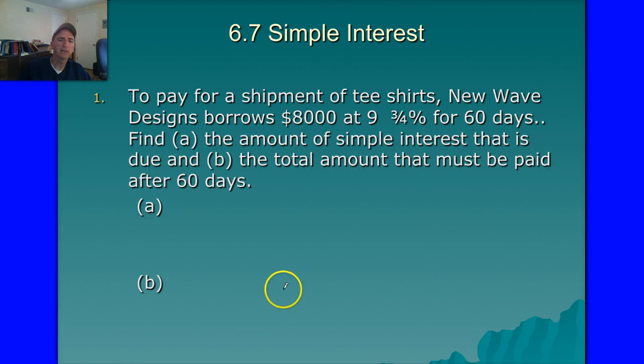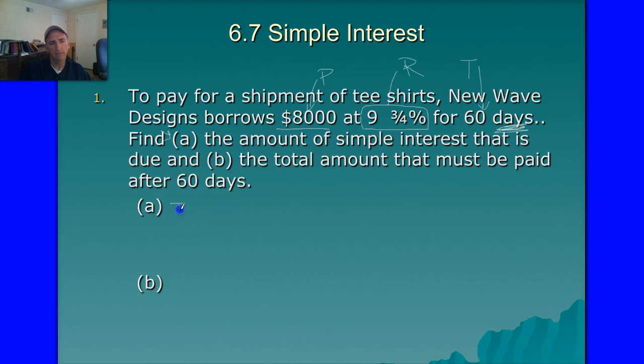All right, to pay for shipment of t-shirts, New Wave Designs borrows $8,000 at 9 3/4%. There's your principal, there's your rate, and there's your time. And you notice what happened on time? They gave it to you in days, so we're going to have to change that to years in a little bit. And it's also a 2-part question. It says, A, find the amount of simple interest that is due, and then find the total amount that must be paid after 60 days.